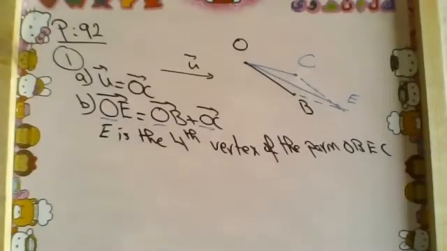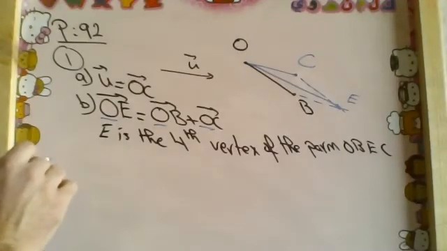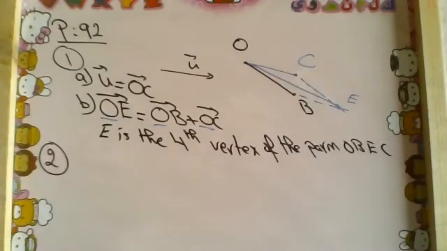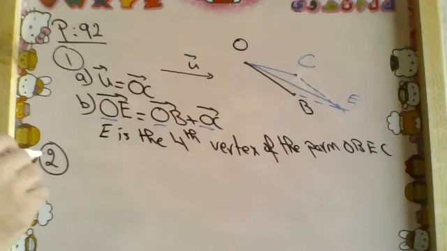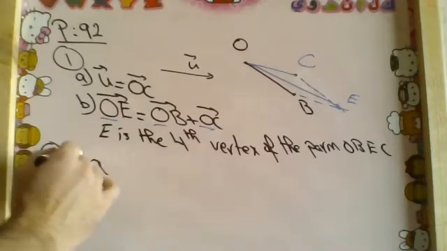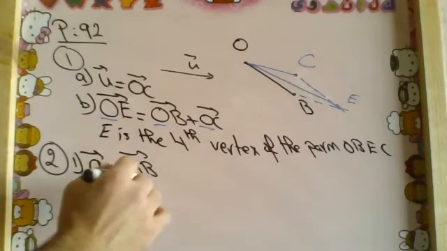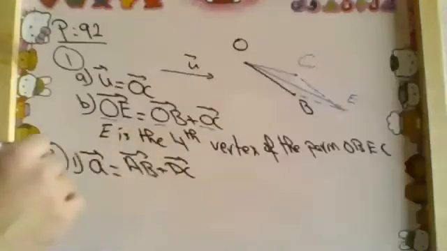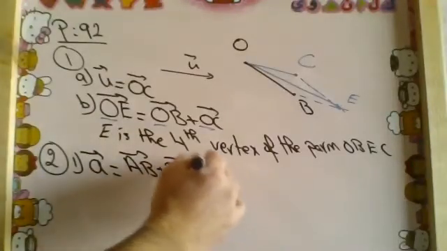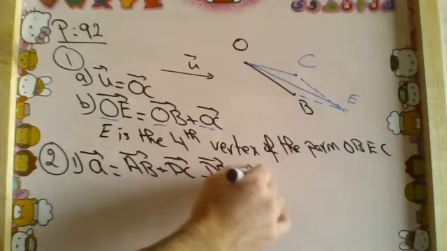Part C and D, I'll keep it as a homework for you. Part 2, or number 2. Simplify. We have vector A equal to AB plus DC minus DB minus AC.